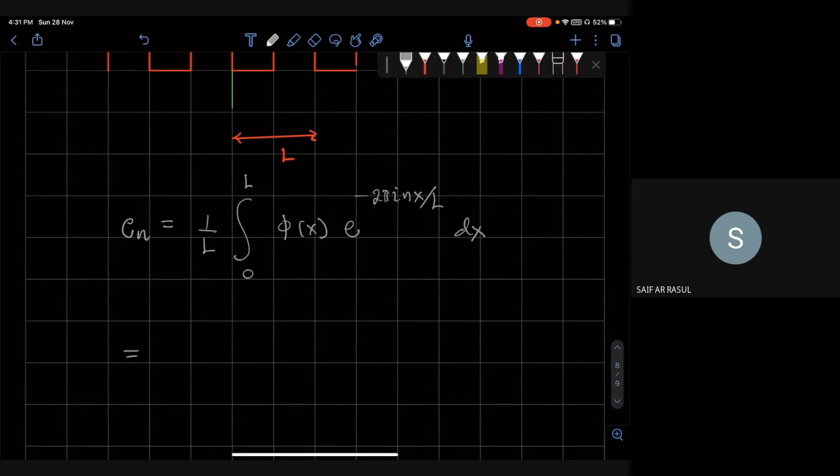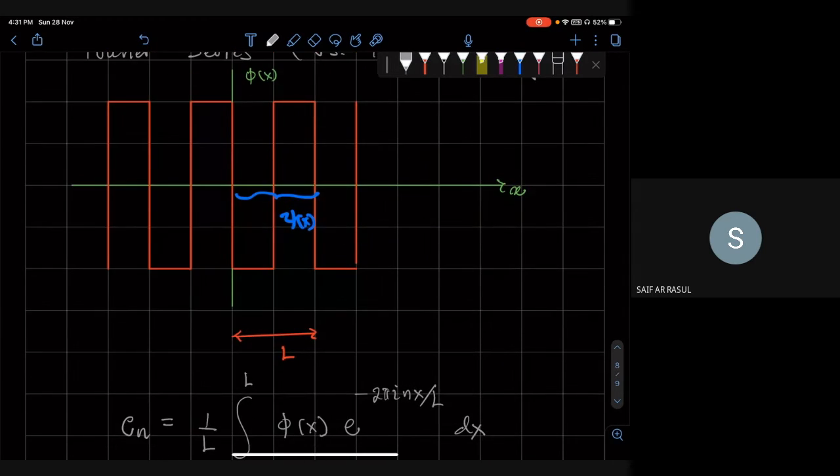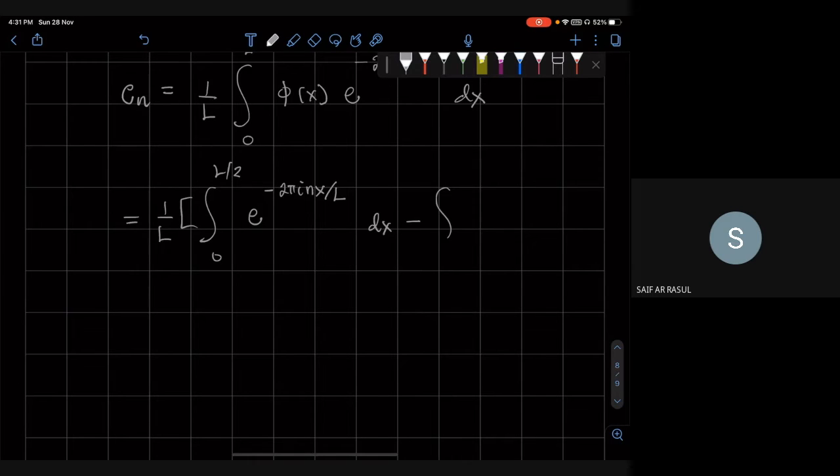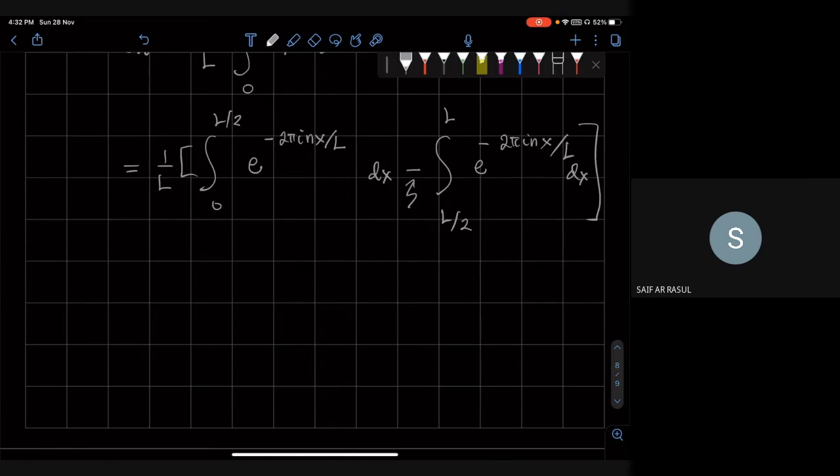Now, for this function, from 0 to L by 2, we are going to take the function to be 1. Yeah, let's call this 1. This is plus 1, and this is minus 1. So this is going to be e to the power minus 2 pi i n x over L dx. And then from L by 2 to L, the function is minus 1. So that's what this minus sign is about. So here I have e to the power minus 2 pi i n x over L dx. So we basically have the same integral twice, but with a different sign in front and different limits.